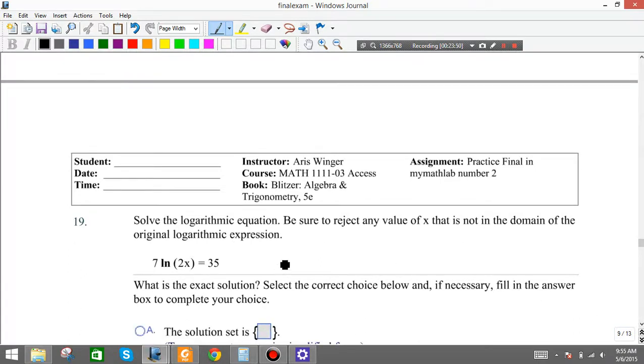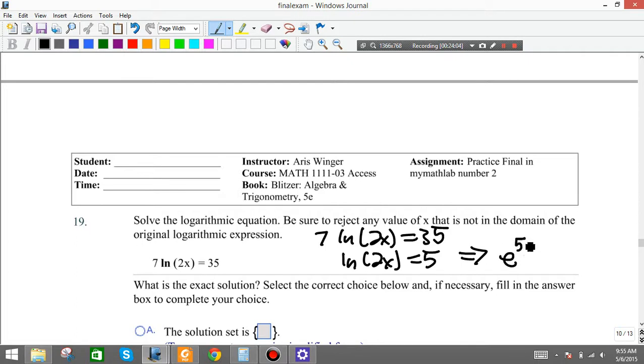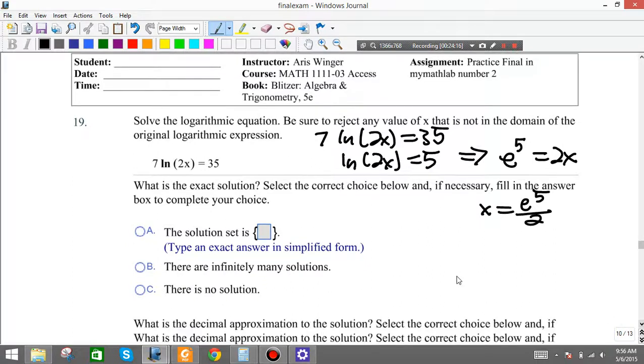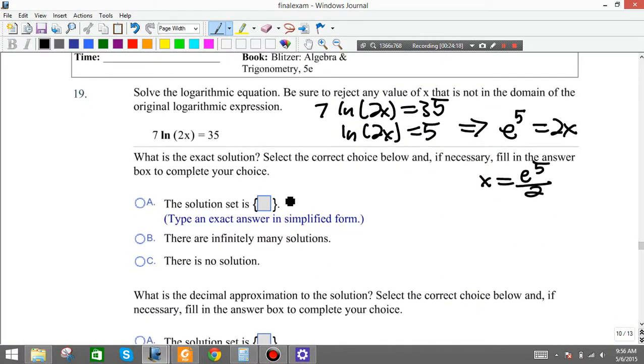Finally, to solve this, you have 7 natural log of 2x equals 35. Divide both sides by 7. The natural log of 2x is equal to 5. And then this means that e to the 5th equals 2x. Divide both sides by 2. x is e to the 5th over 2. You put that in for the first part.